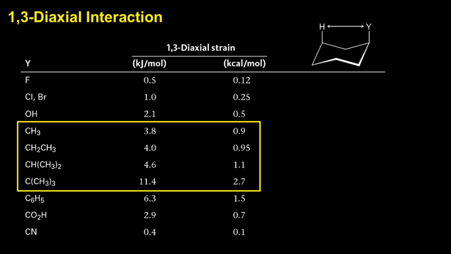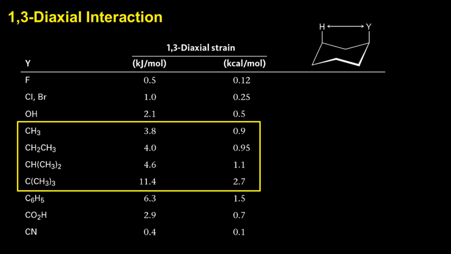Take a methyl group, for example. When it's in the axial position, it experiences about 3.8 kilojoules per mole of strain due to steric clashes with axial hydrogens. Now, if we move up in size, an ethyl group feels about 4.0 kilojoules per mole, and isopropyl comes in around 4.6 kilojoules per mole, a little higher, but still in the same general range. But when it comes to tert-butyl, the strain jumps to 11.4 kilojoules per mole, and that's a big leap.